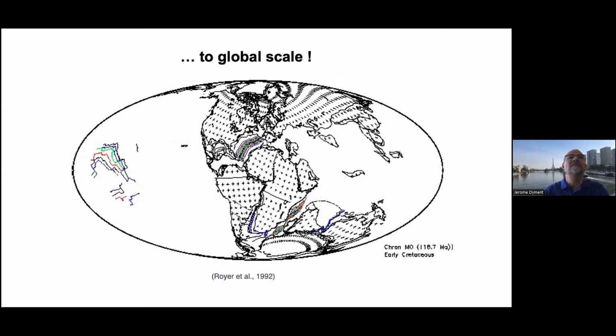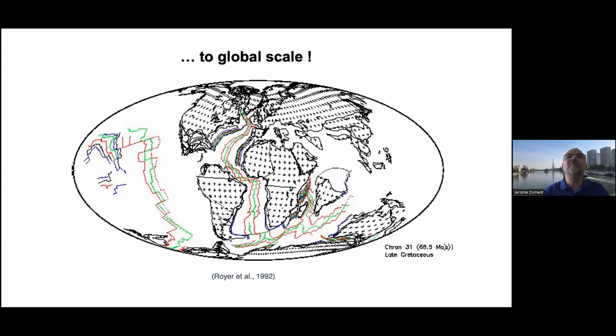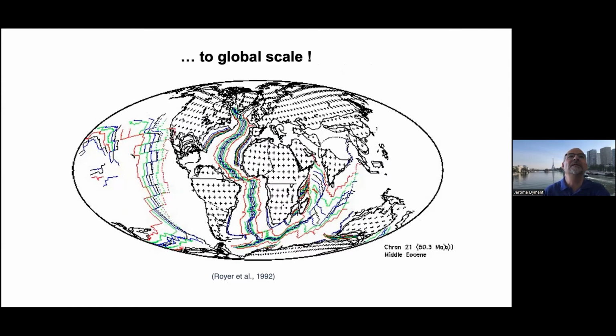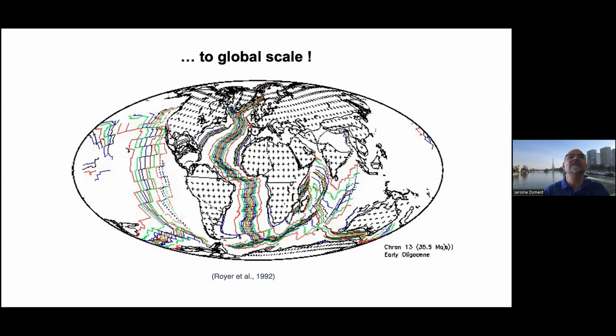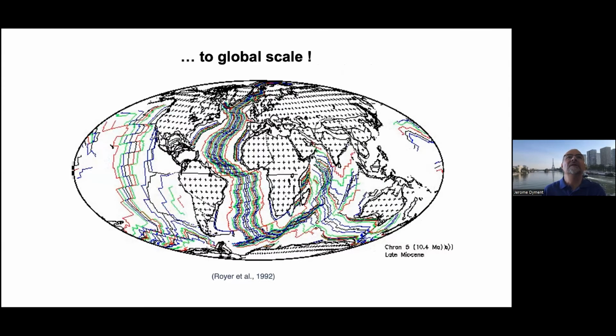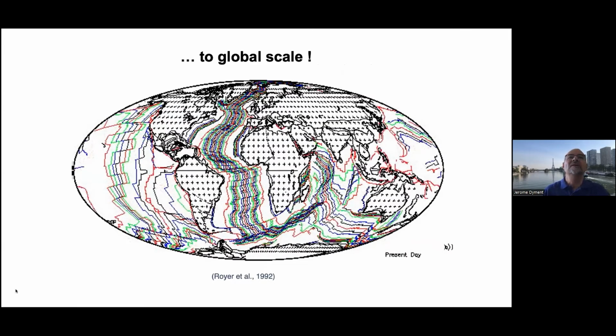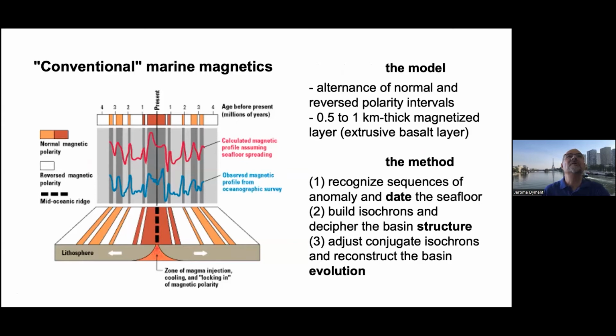It can be done also at the global scale, and I have to show you this very nice plot of the evolution. You see the big jump between 120 and 83 million years. This is the evolution of the Earth's continents and oceans for the last 160 million years. That is mostly obtained from marine magnetic anomalies. Okay, so this is conventional marine magnetics.